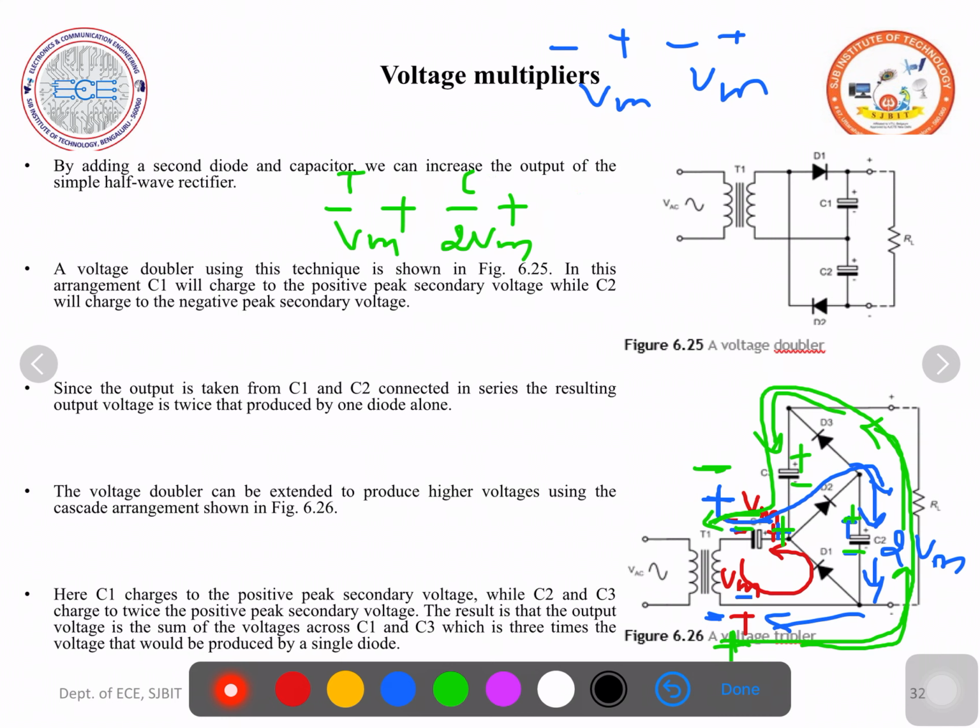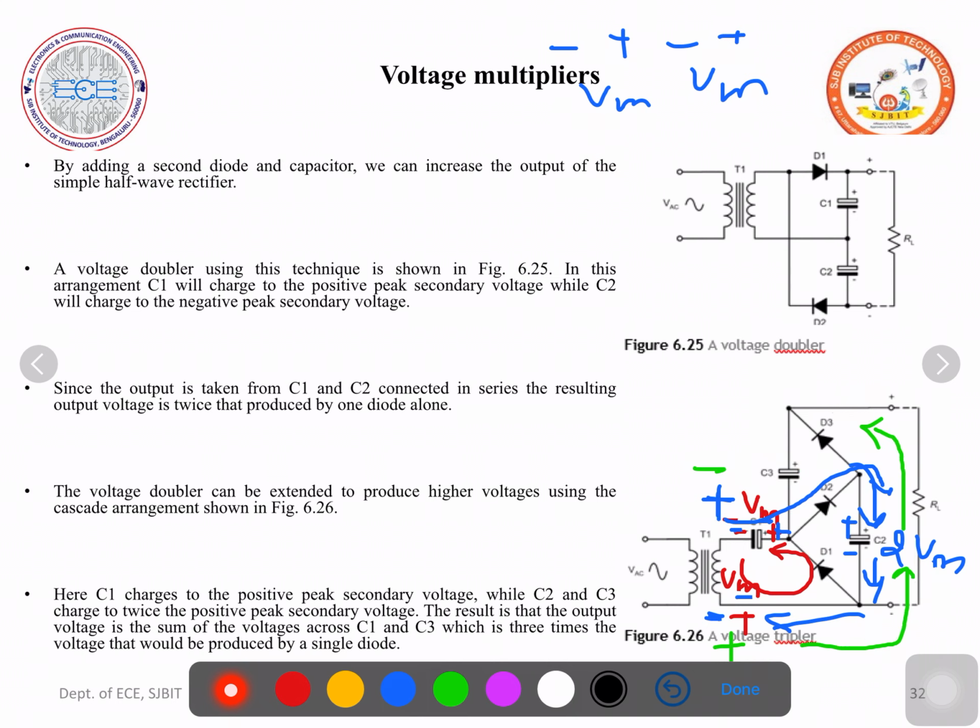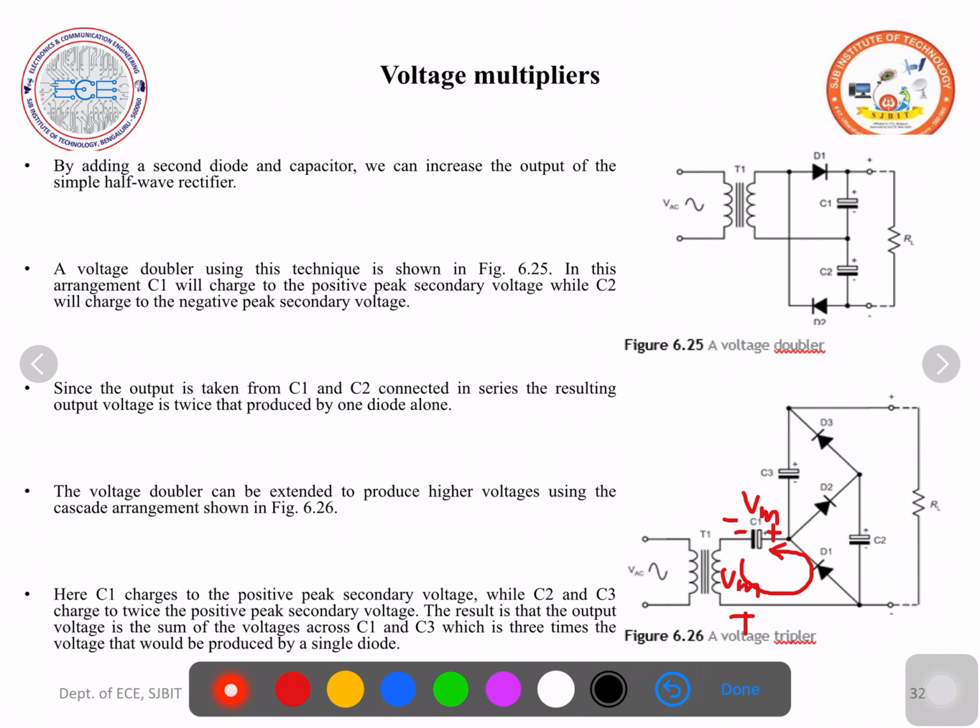So if you know the analysis, you can remember the working of the circuit. The working is not given in your textbook. So go through this video, then you will understand the working of the voltage doubler and tripler. Remember, the doubler gives you 2 times the maximum value, 2 Vm, here 3 Vm.